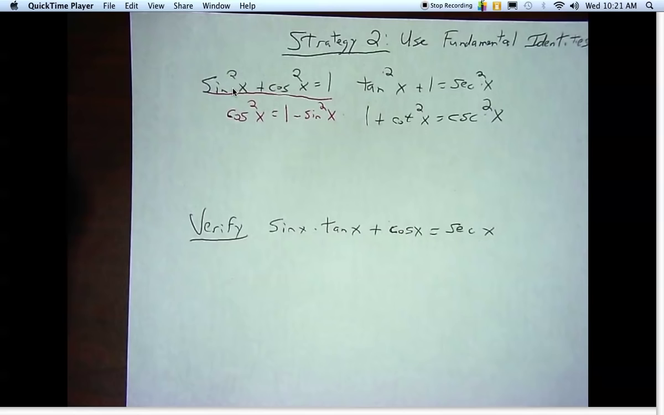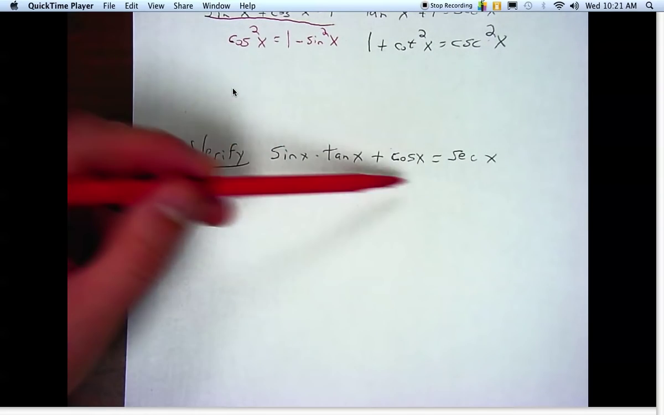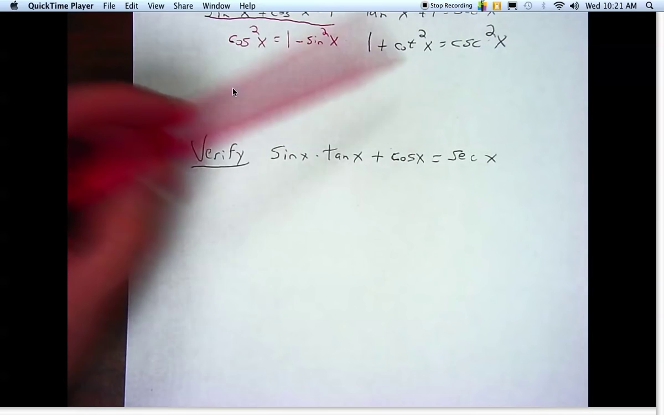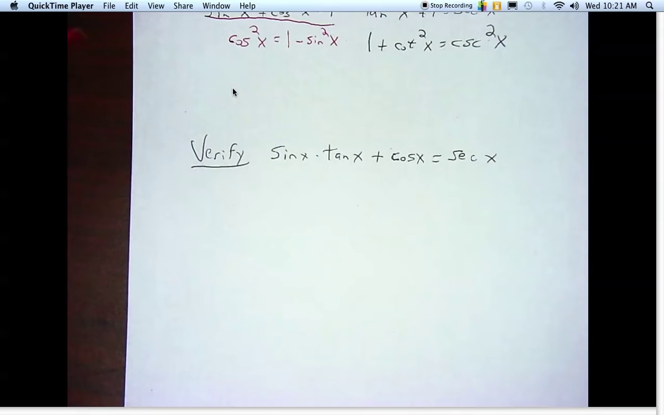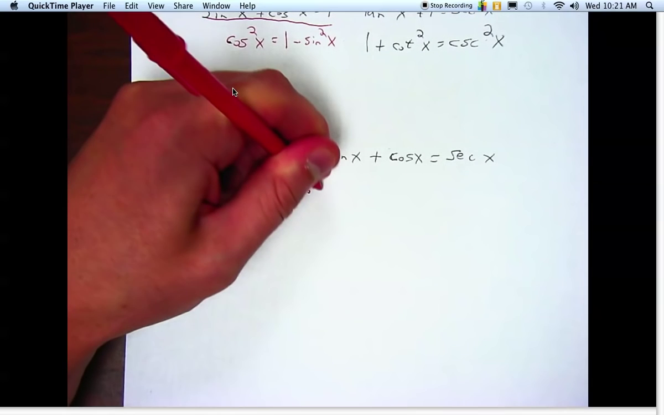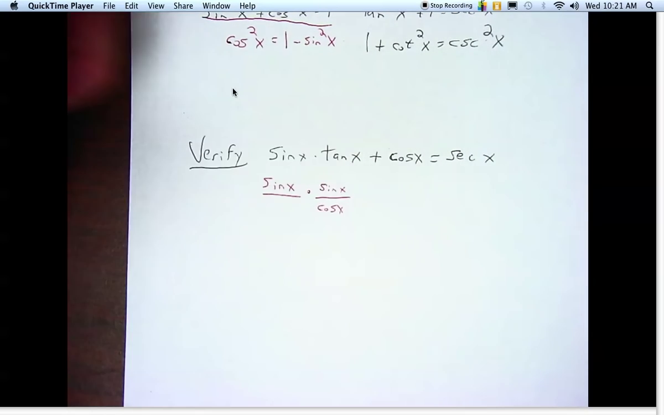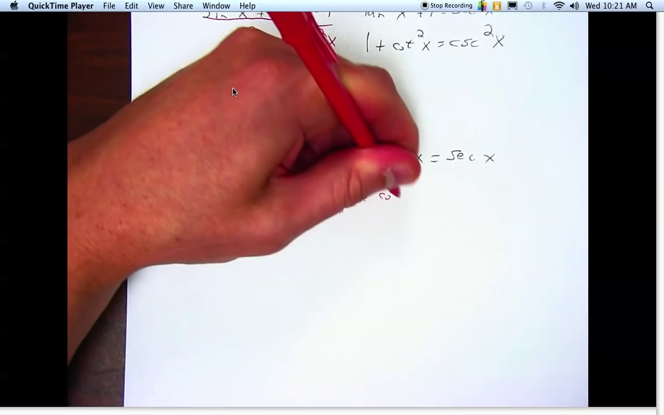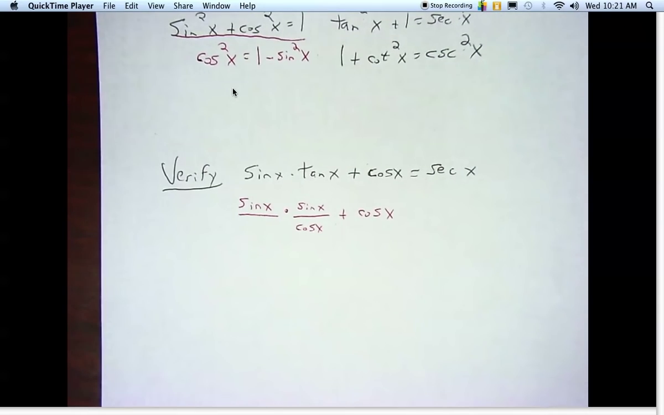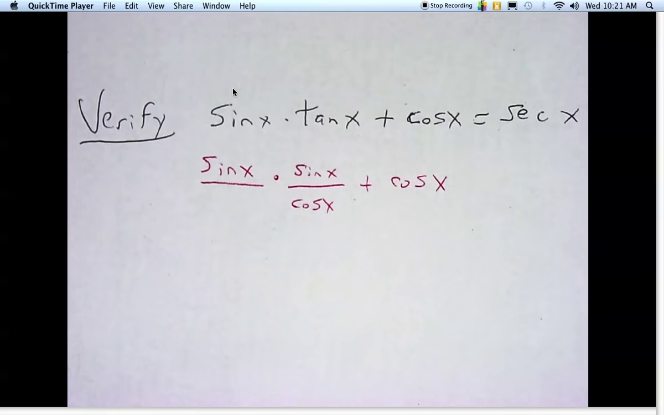So here's one to try. Remember, the instructions are verify. And so we'll sort of start on this side that's a little bit more complicated. And don't see anything squared, but I do see a tangent mixed in with some sines and cosines. So I'm going to try switching the tangent to sine of x over cosine of x, and just have the cosine of x. And so now we get into a little bit of algebra with fractions, which is sometimes a little bit challenging for people.